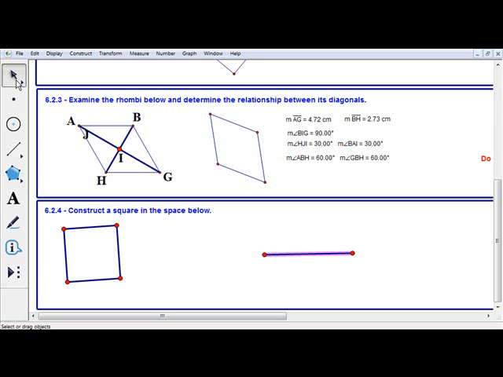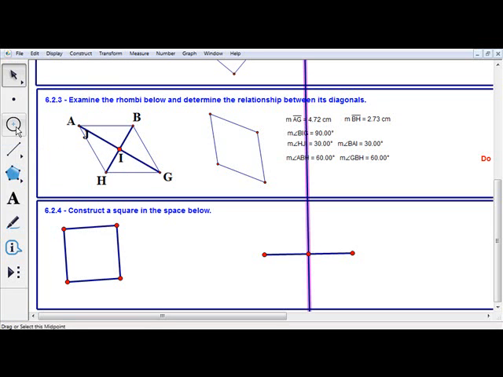Okay, and then the fact that it's a rhombus means that the diagonals have to intersect at what kind of angle? Diagonals are 90 degrees. They're perpendicular bisectors of each other. So if I were to construct a perpendicular bisector of this, it has to pass through the what of this segment? Midpoint. So if I find the midpoint of that segment, and then I construct a perpendicular through the midpoint.